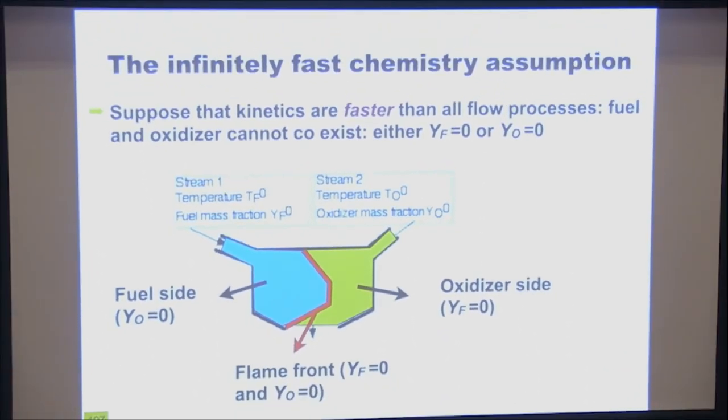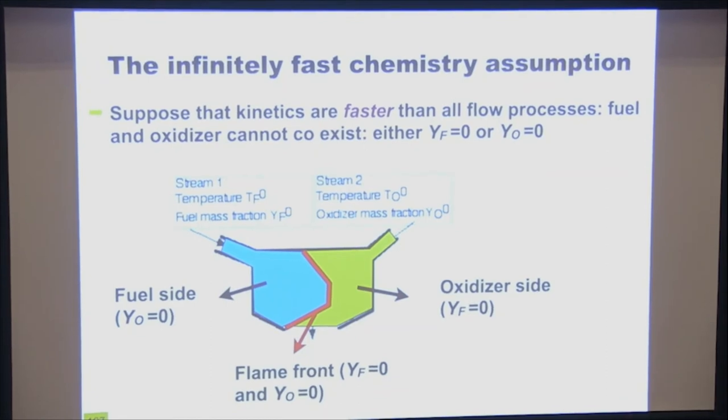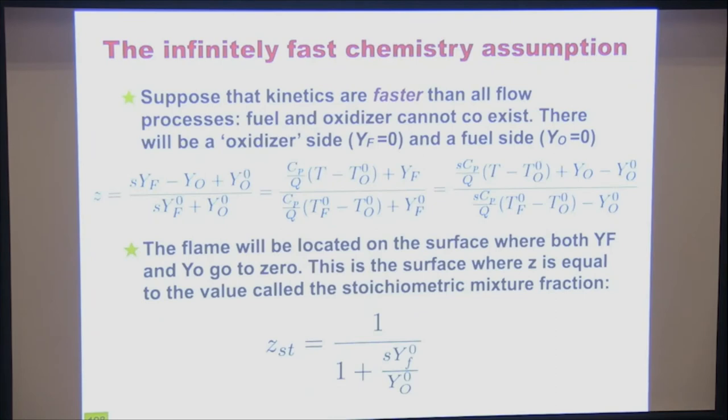Okay? And the flame front sits where there is no fuel and no oxidizer. And this is where students say, come on. There is no fuel and no oxidizer, so how does combustion proceed? That's a good question. We'll go back to it later. But believe me, that's where the flame will be.